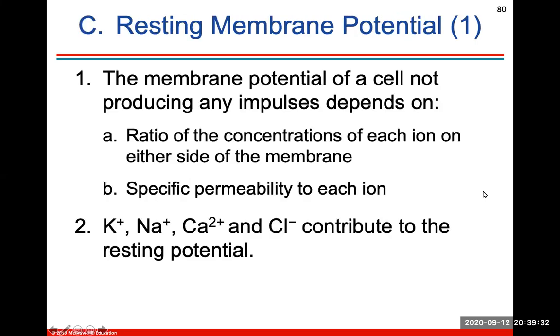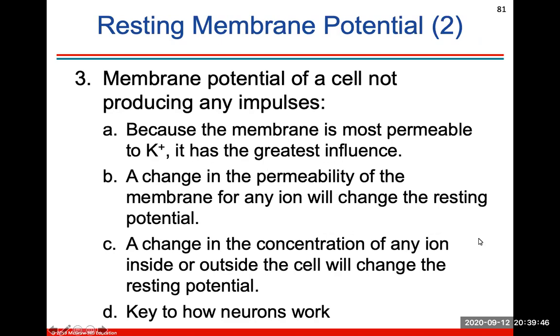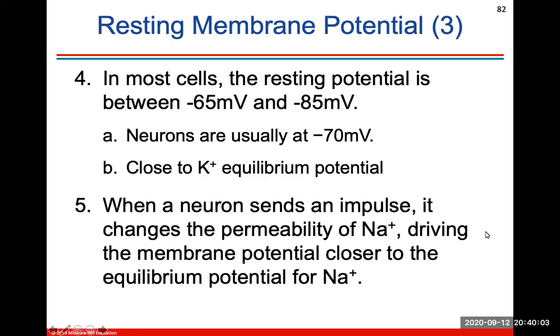The membrane potential then of the cell not producing any impulses depends on the ratio concentration of each ion. Sodium, potassium, all of these ions with their charges contribute to the resting potential, and the membrane potential of a cell not producing any impulses is because the membrane is most permeable to potassium. A change in permeability for any ion will change the resting potential. This is really key when we get to the nervous system.